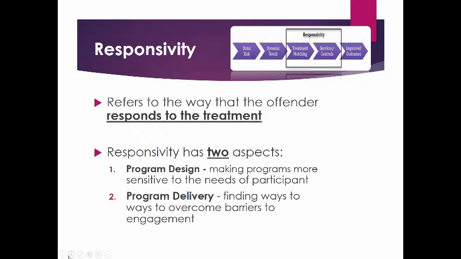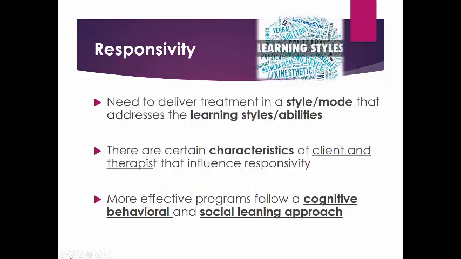The final R in the R&R model is responsivity. And responsivity refers to the way that offenders respond to treatment. Responsivity has two aspects. The program design, so we have to design programs that are sensitive to the needs of the participant, but also the program delivery. So how can we overcome barriers to engagement in treatment?